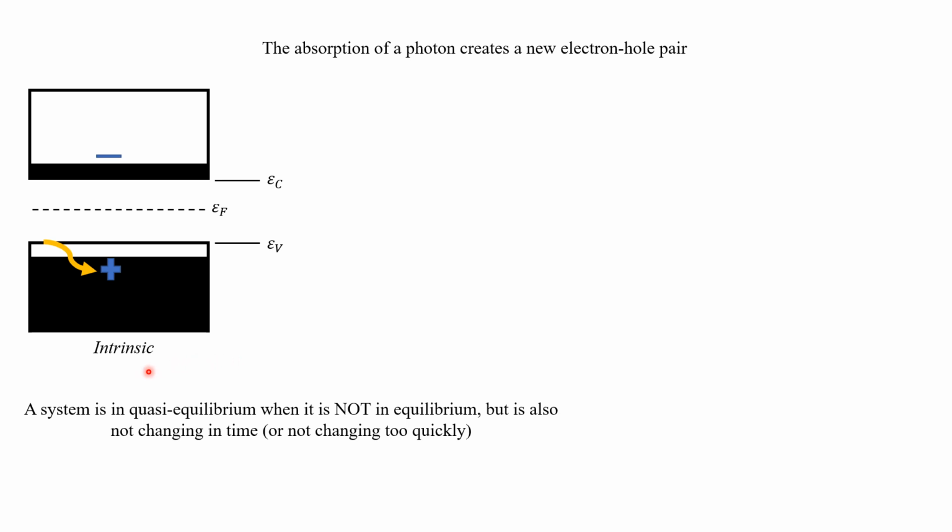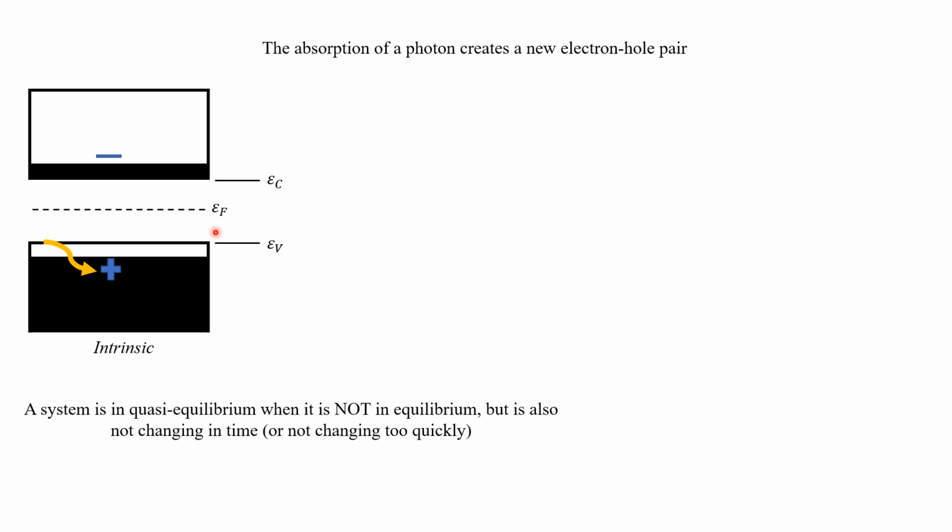Now I need to say a few words about systems in quasi-equilibrium. So to understand what is meant by quasi-equilibrium, suppose that we don't have the pump. So suppose we consider an intrinsic semiconductor in equilibrium. So ignore the photons for now. We already know that there will be a concentration of free electrons, a concentration of holes. We already know how to calculate them.